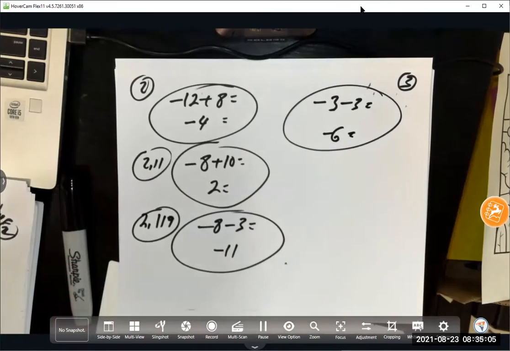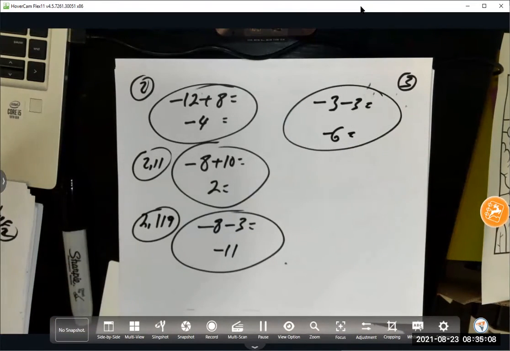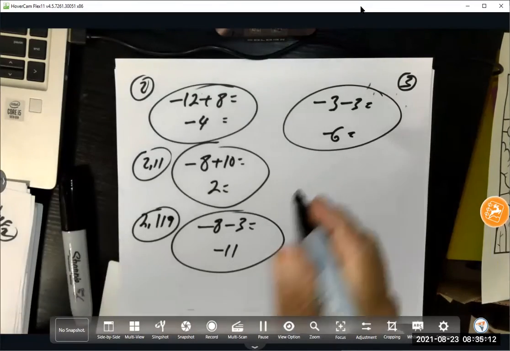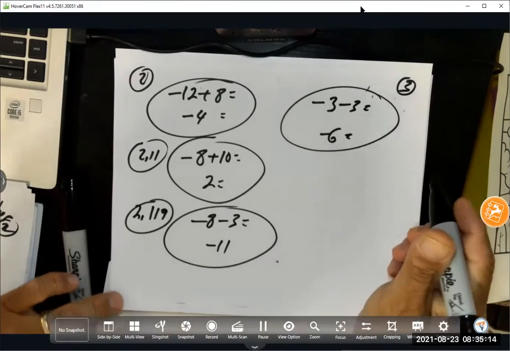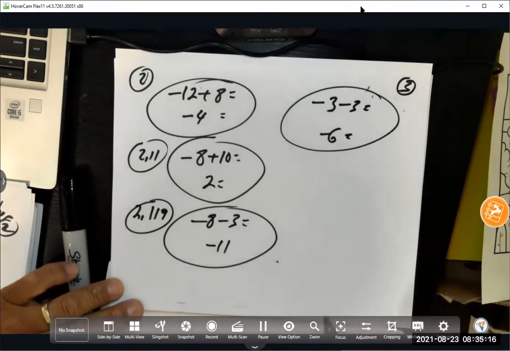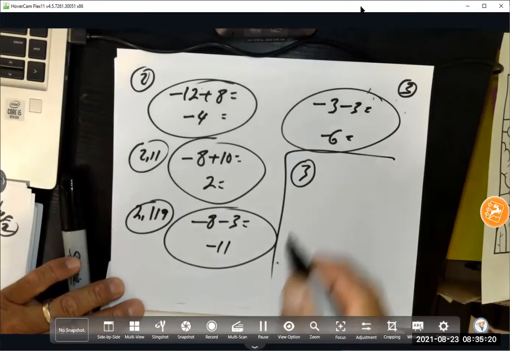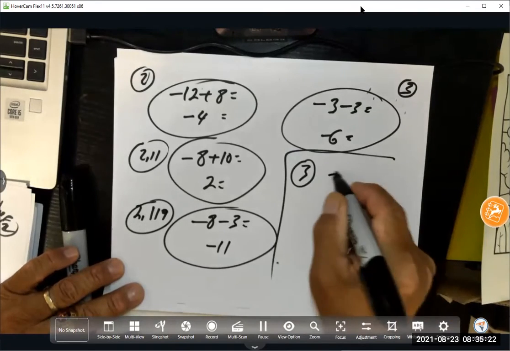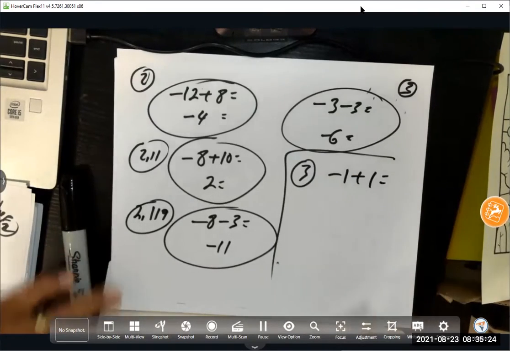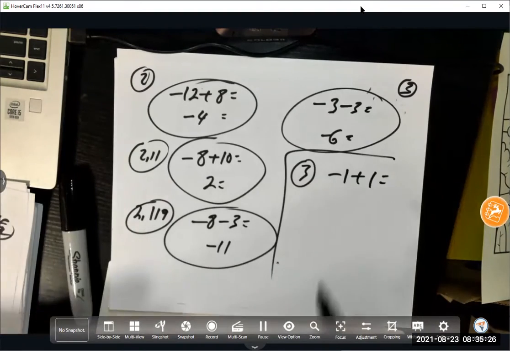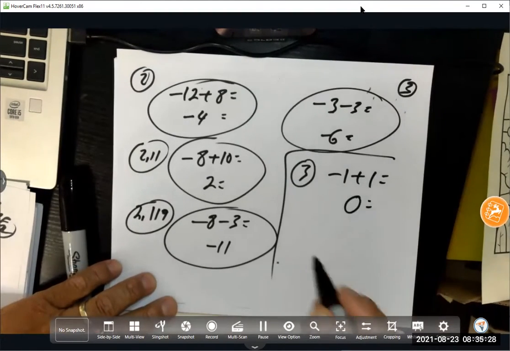Is that okay? Everybody okay with those so far? Tell me yes or no. Yes? Okay. All right. So if I do stuff that you don't know how to do, tell me again so I can redo it, okay? All right. So now I'm going to go to question number 3. It's just going to say a negative 1 and a positive 1. Okay, so negative 1, positive 1 is going to be a 0 because they cancel each other out.